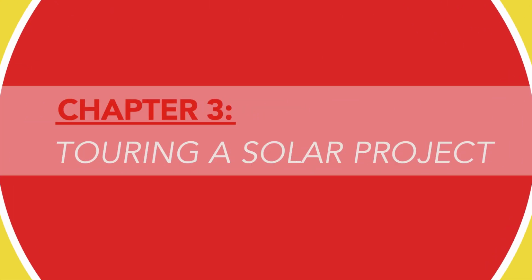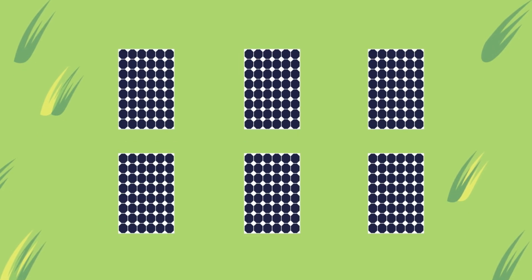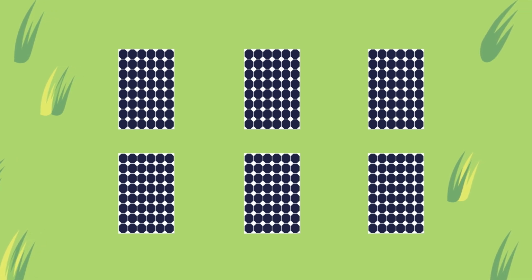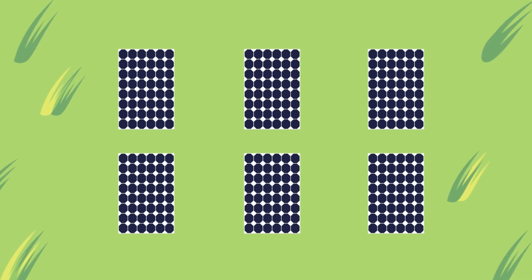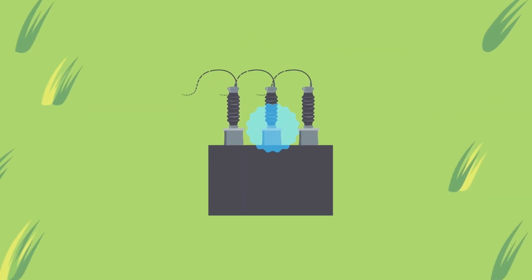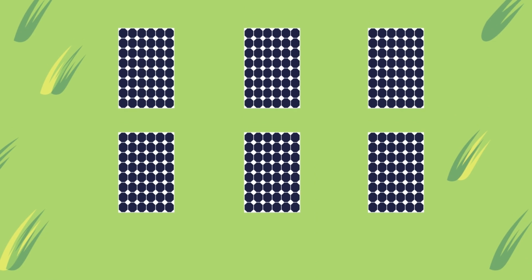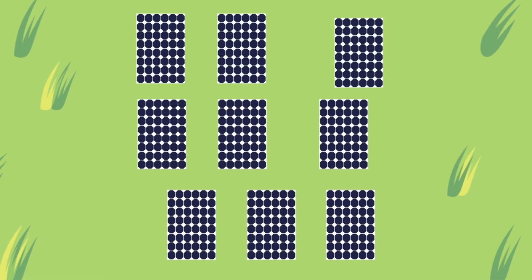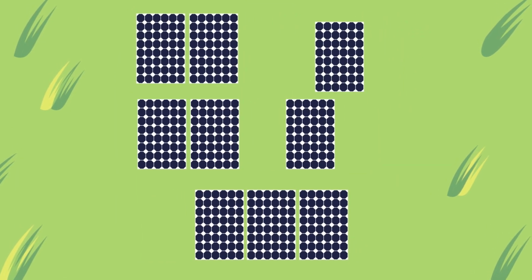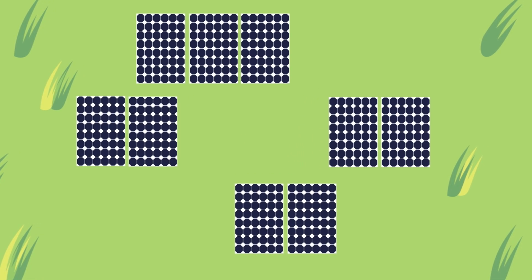Chapter 3. Touring a solar project. Large solar projects are often referred to as large-scale or utility-scale solar projects because they function like a traditional power plant, generating a large amount of electricity that is collected and delivered to the utility at a designated interconnection point. When passing a solar project, you will see rows and rows of solar arrays mounted in clusters or blocks to absorb the maximum amount of sunlight per day.